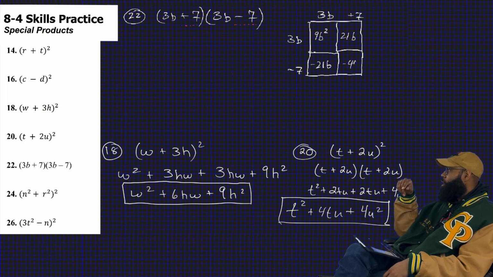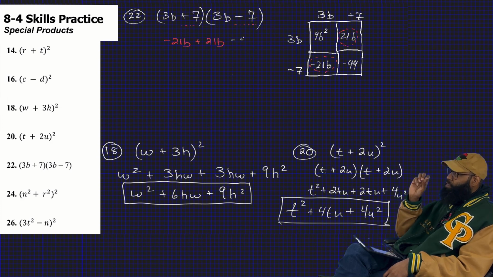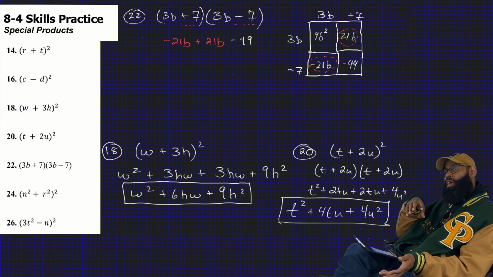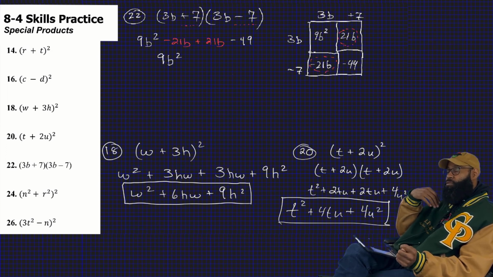So automatically, I recognize from before that with that positive 7 and negative 7, my two middle terms are going to end up canceling each other. So a negative 21b and a positive 21b. And then of course, I still have the negative 49 and the positive 9b squared. So what we get is what's called a difference of two squares. And we'll talk about that when we get to the factoring chapter.